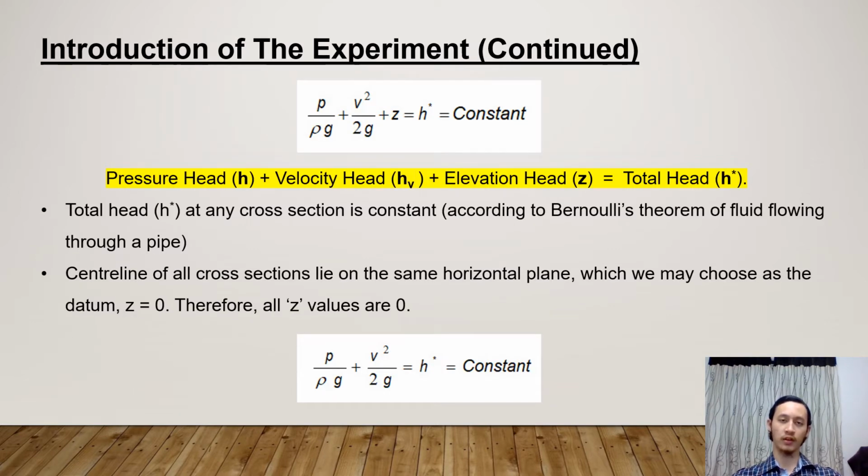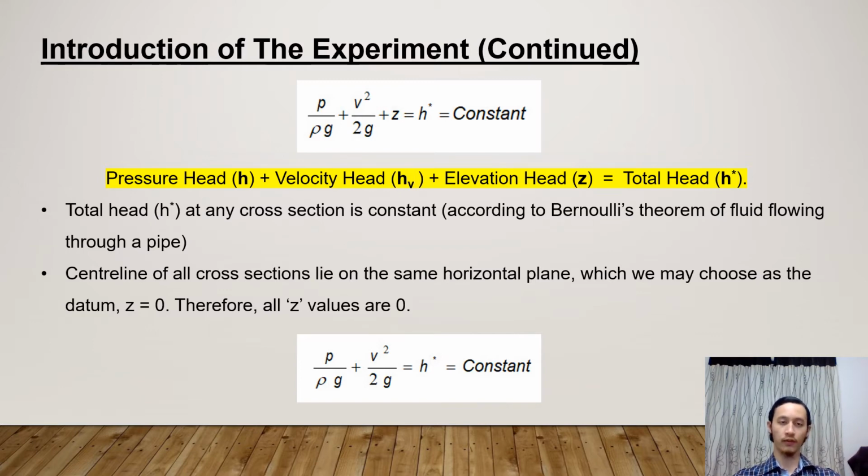From Bernoulli's equation, it can be derived into this equation by dividing all terms with ρg. Pressure head plus velocity head plus elevation head equals total head. The total head at any cross-section is constant. This is according to Bernoulli's theorem of fluid flowing through a pipe.